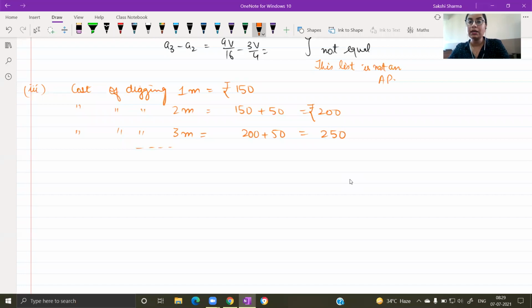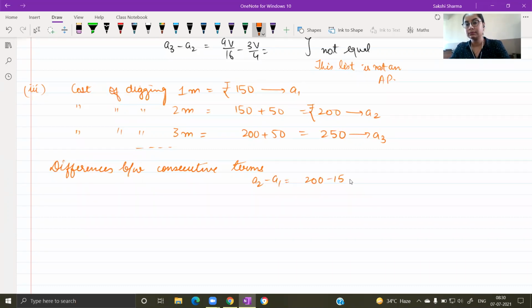And so on. You can call these a1, a2, and a3, and look at the difference between the consecutive terms to write down whether or not this list is an AP. So these come out to be equal. Therefore, the list is an arithmetic progression.